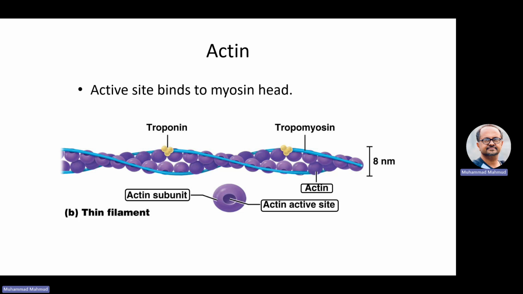You see that small hole within the ball? Keep that in mind. We'll need that. The active site for actin is where the myosin heads will be attached. Some blue lines you find covering those active sites. These are tropomyosin. And the two yellow things you see there are the troponins.